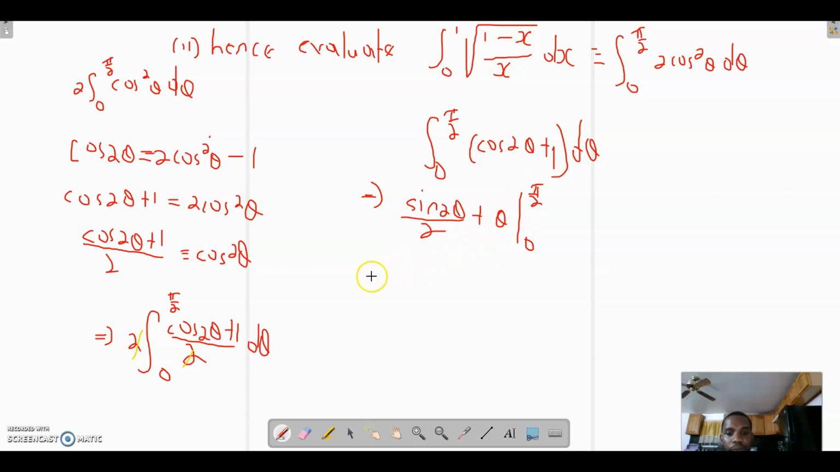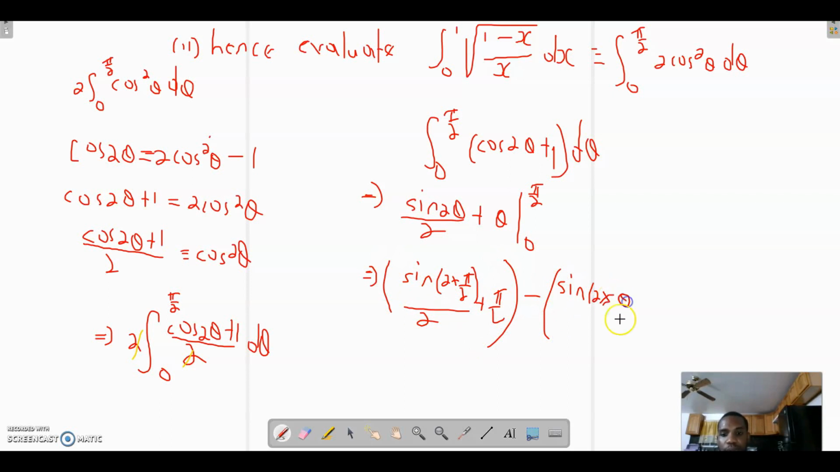Good. So we input the upper boundary. So I'm going to have sine 2 times pi over 2 all over 2 plus pi over 2 minus, when I put in the lower boundary, which is 0. So I'm going to have sine 2 times 0 over 2 plus 0. Alright, of course we know that sine 0 is 0. So all this over here is 0.